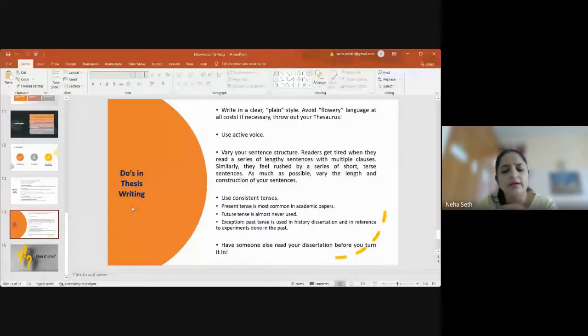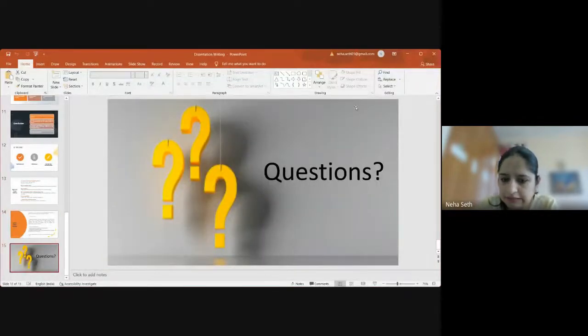And have someone read your dissertation before you finally submit it. Okay. So these were the do's and don'ts about the thesis. Okay, so here I open the forum for questions. And before this, I would like to show you some sample thesis and some papers that arose from the thesis work that was done by my students.